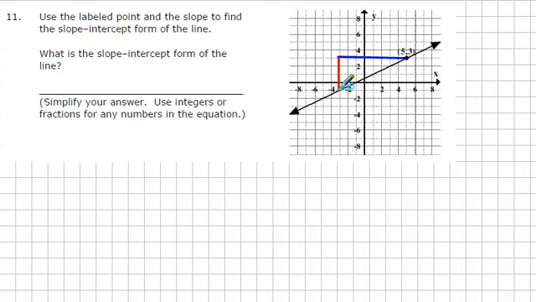Well, starting at the point -3, -1, it appears we need to go up 1, 2, 3, 4 units. So the rise is 4. And we need to go over horizontally 1, 2, 3, 4, 5, 6, 7, 8 units. So the run is equal to 8.